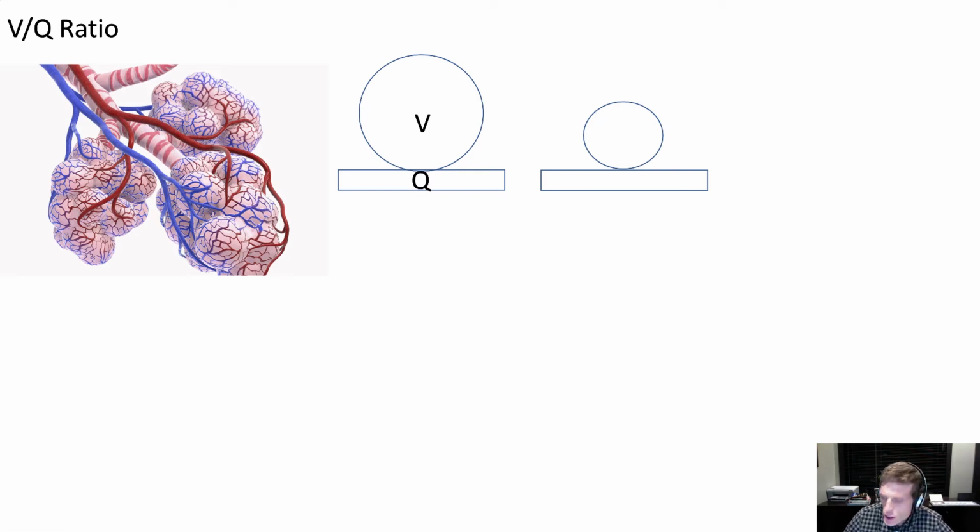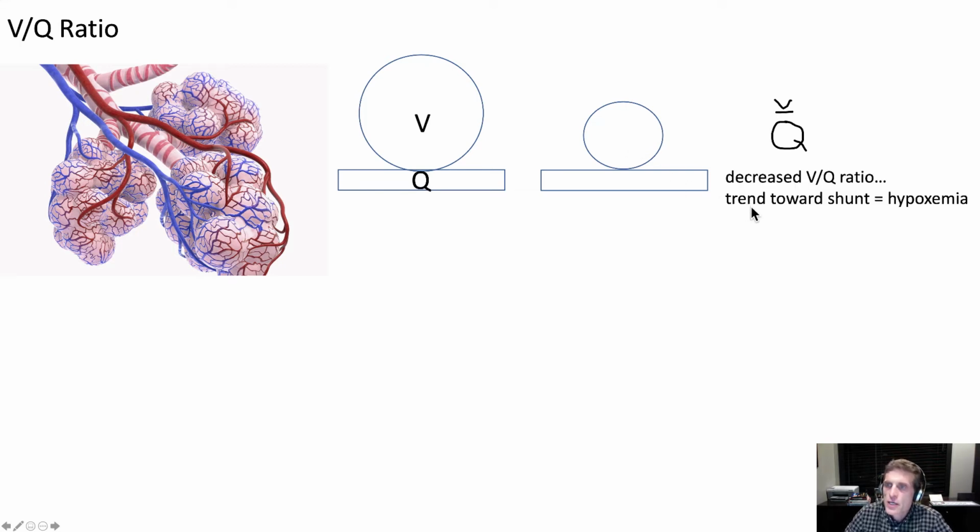This whole discussion does not include the contribution of hypoxic vasoconstriction. We're just speaking conceptually here. So we've got a small v and a relatively large Q, as I've drawn out over here. So this is a decreased VQ ratio. The V has decreased because, again, of pus, blood, or fluid, or potentially atelectasis. So what does that do? That is a trend towards shunt physiology, and that causes hypoxemia. This is one of our 5 causes of hypoxemia.